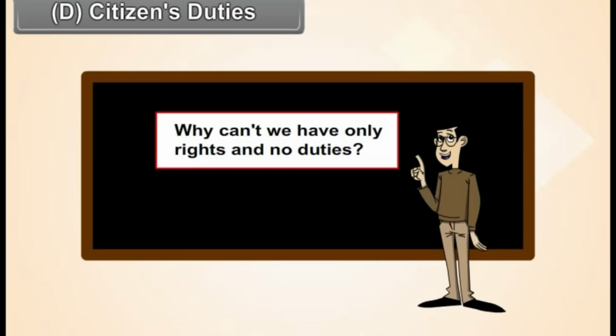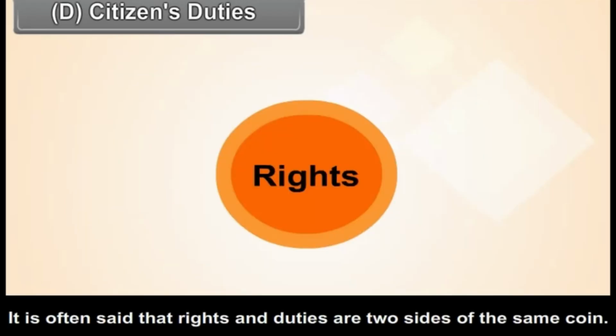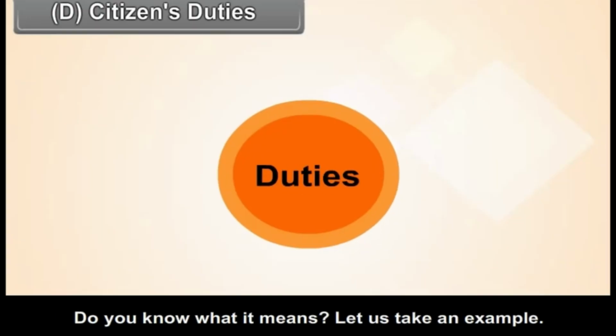D. Citizens' duties. Why can't we have only rights and no duties? It is often said that rights and duties are two sides of the same coin. Do you know what it means? Let us take an example.